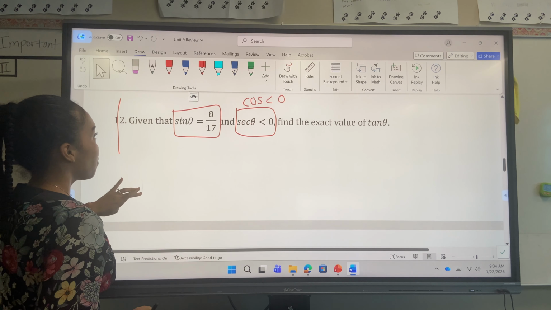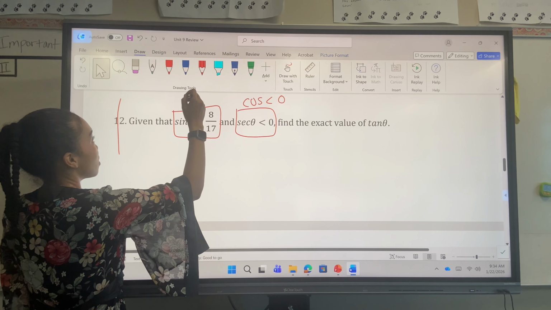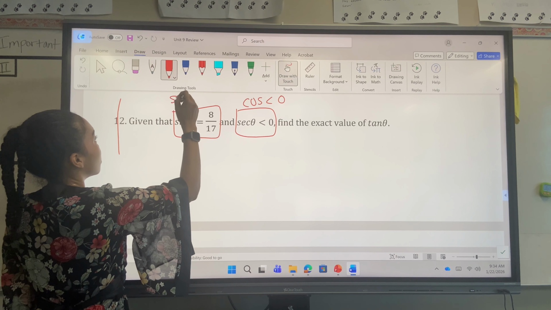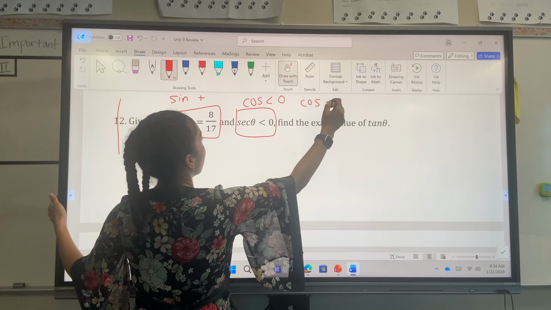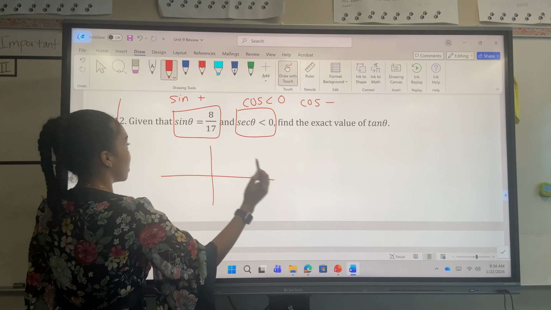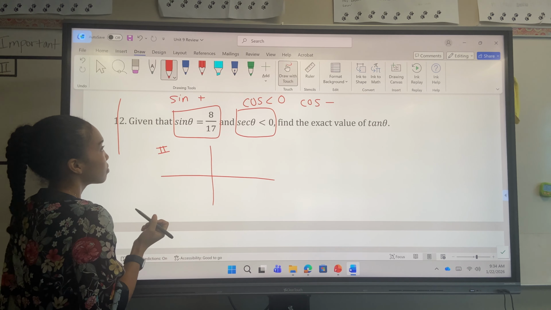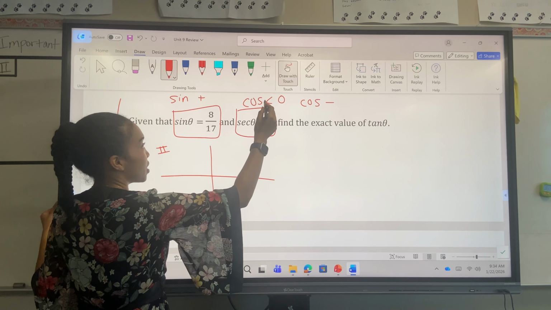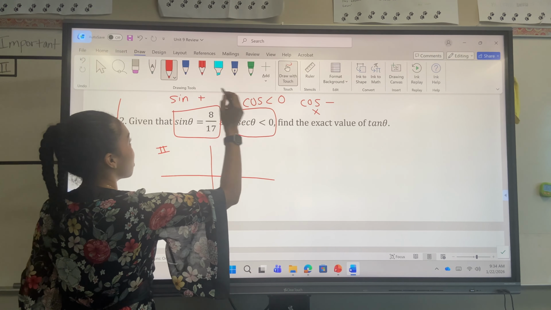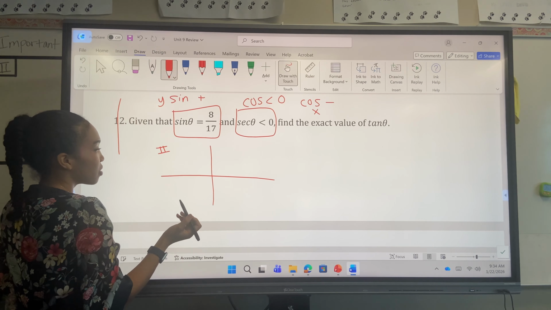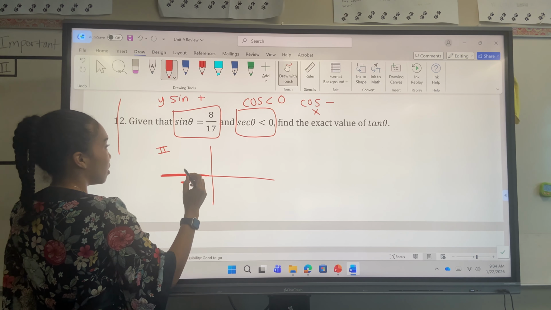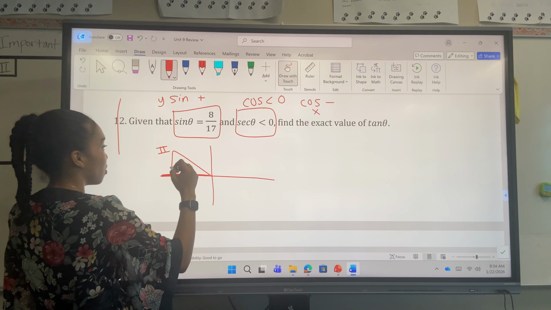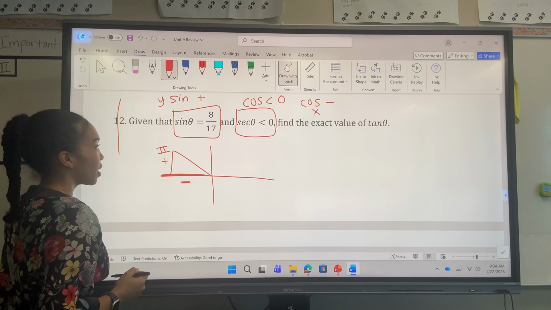So I know that sine is positive, and cosine is negative. So that only happens in the second quadrant, because cosine is associated with x values, sine is associated with y values. So the x-axis right here is negative, and the y value is positive, okay?